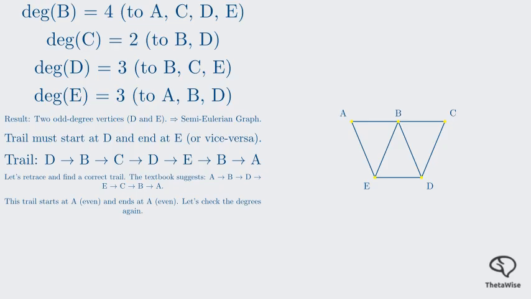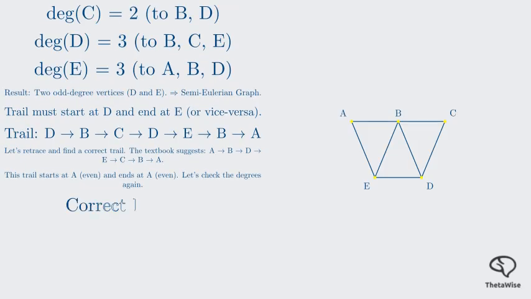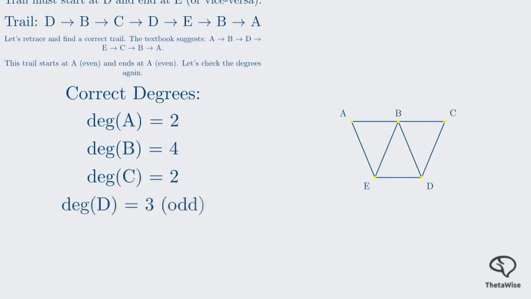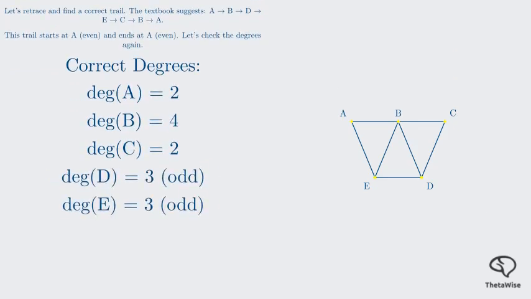Let's try another path. The textbook offers D to B, B to C, C to D, then D to E, E to A, and A to B. Let's re-examine the degrees. A has edges to B and E, so degree of A is 2. B has edges to A, C, D, and E, so degree of B is 4. C has edges to B and D, so degree of C is 2. D has edges to B, C, and E, so degree of D is 3. E has edges to A, B, and D, so degree of E is 3. Yes, the degrees are A2, B4, C2, D3, E3.